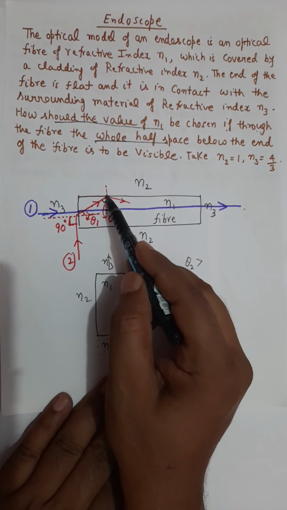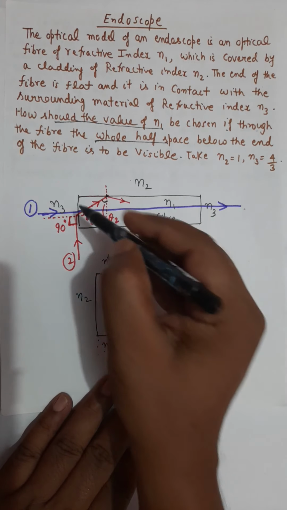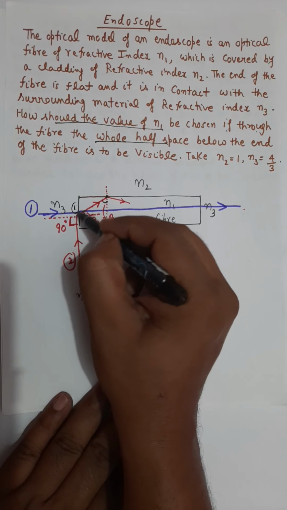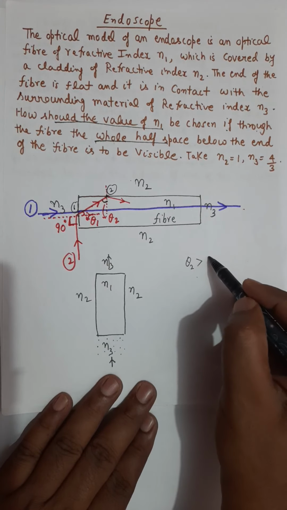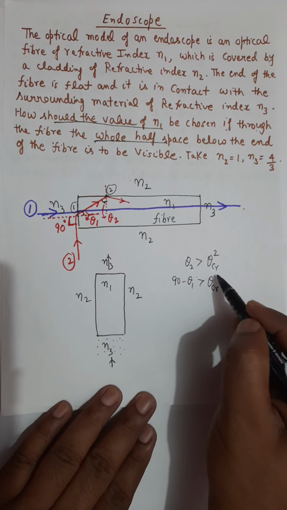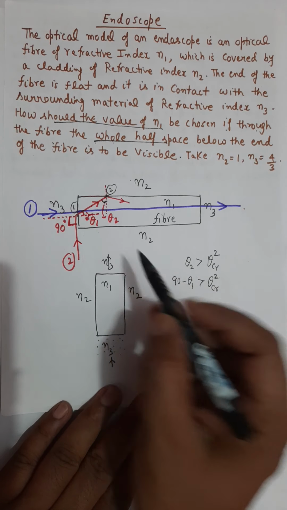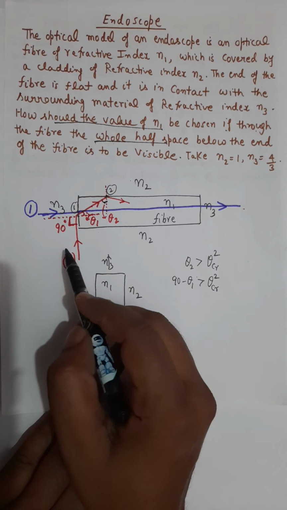Let's say this is point number 1 and this is point number 2. So theta 2 must be more than the value of the critical angle corresponding to point number 2. And what is angle theta 2? Angle theta 2 can be written as 90 minus theta 1, so it should be more than theta critical at point 2. And what is theta 1?